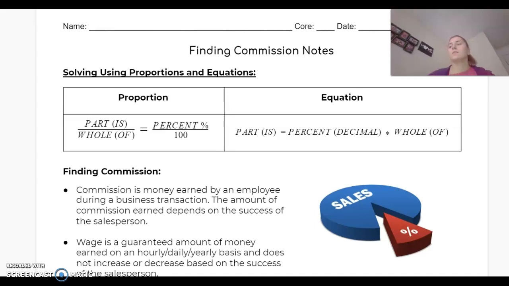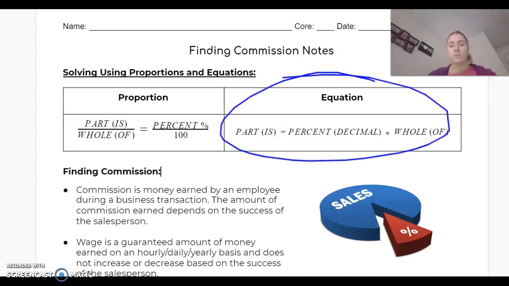Okay, hi guys. So today we're going to be finding commission. You have two ways that you can pick to solve these. You can use proportions or equations. In this video, we're going to talk about solving using equations. If you would like to do proportions, go ahead and close out of this and go to the other video on Google Classroom.